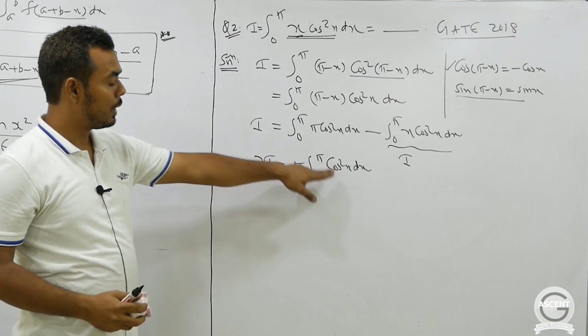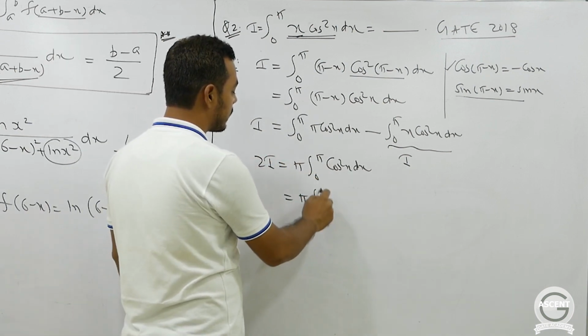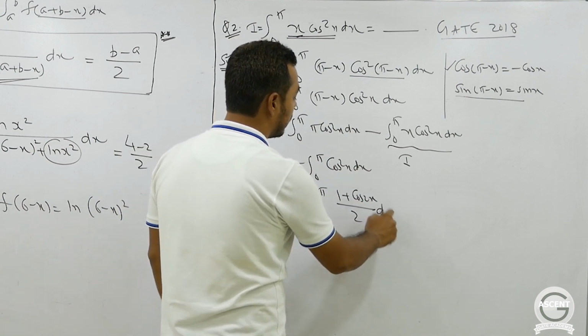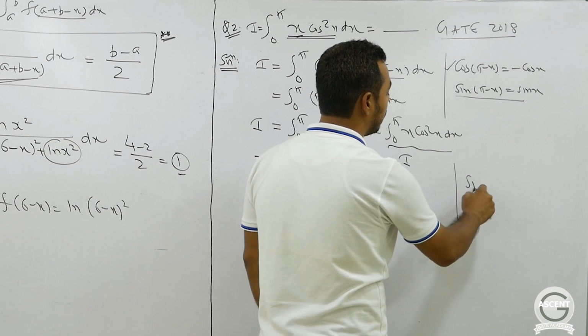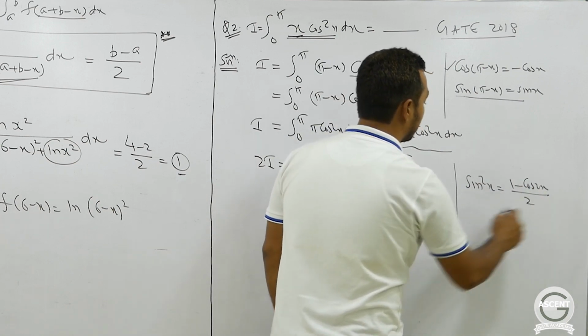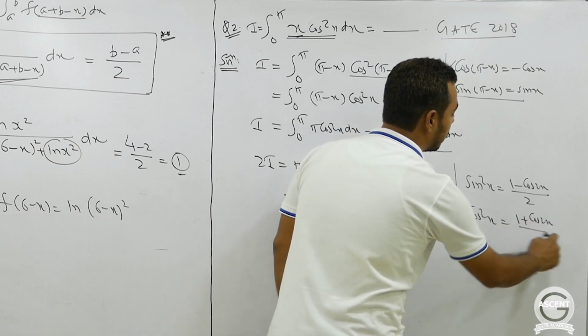Now we have to integrate this cos square x. In order to integrate cos square x, we can write this as (1 plus cos 2x) by 2 dx. Again remember these two formulas: sin square x is (1 minus cos 2x) by 2, and cos square x is (1 plus cos 2x) by 2.